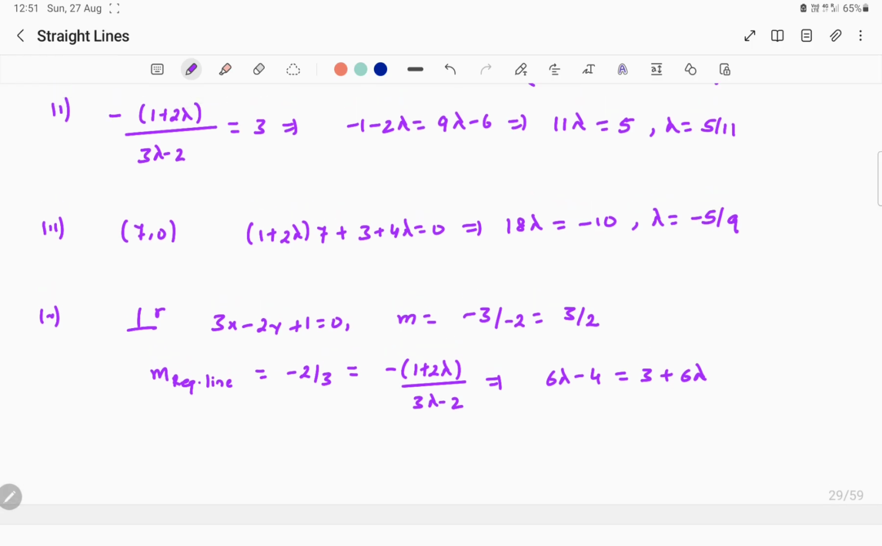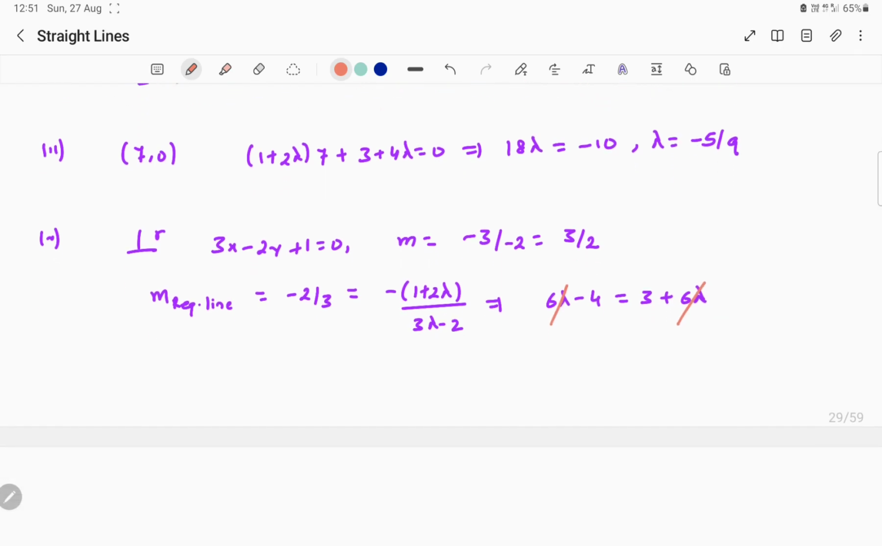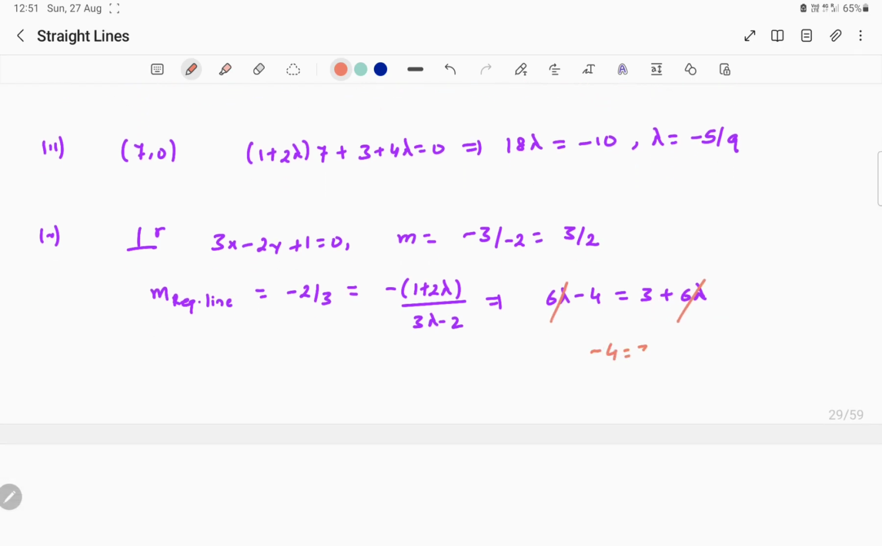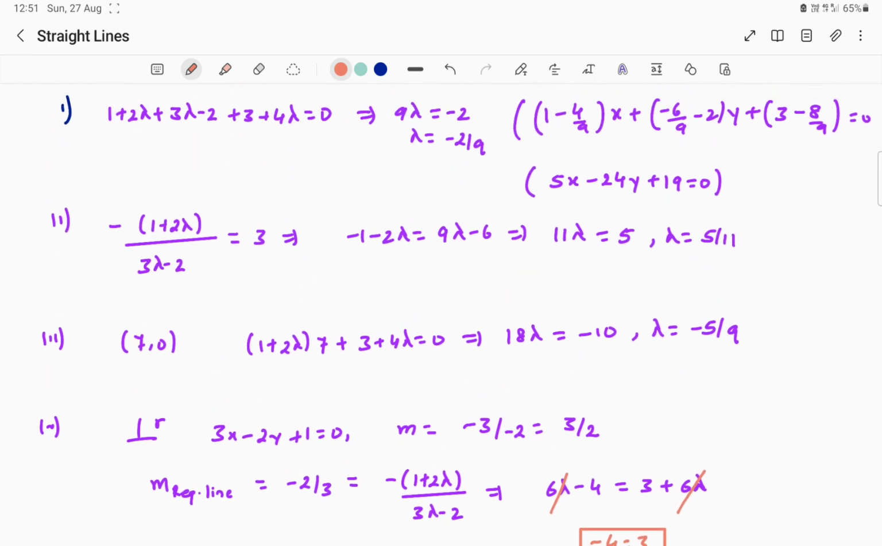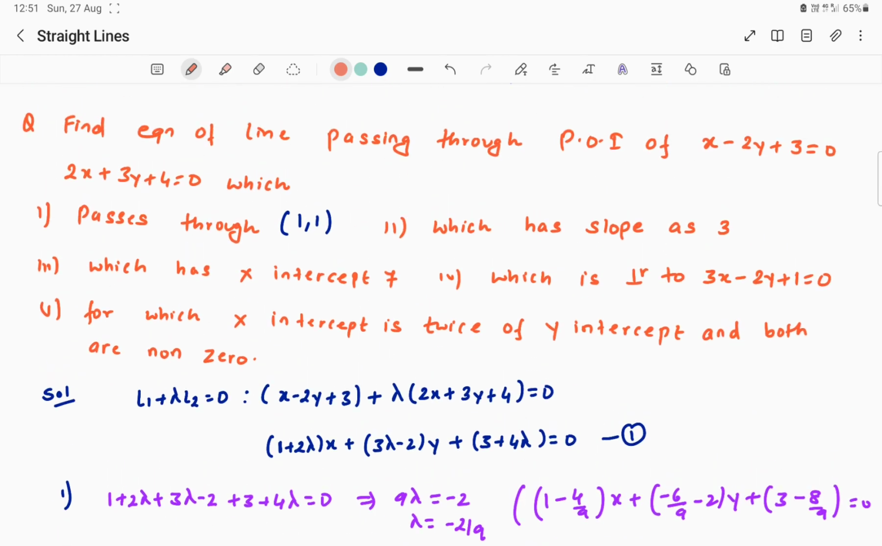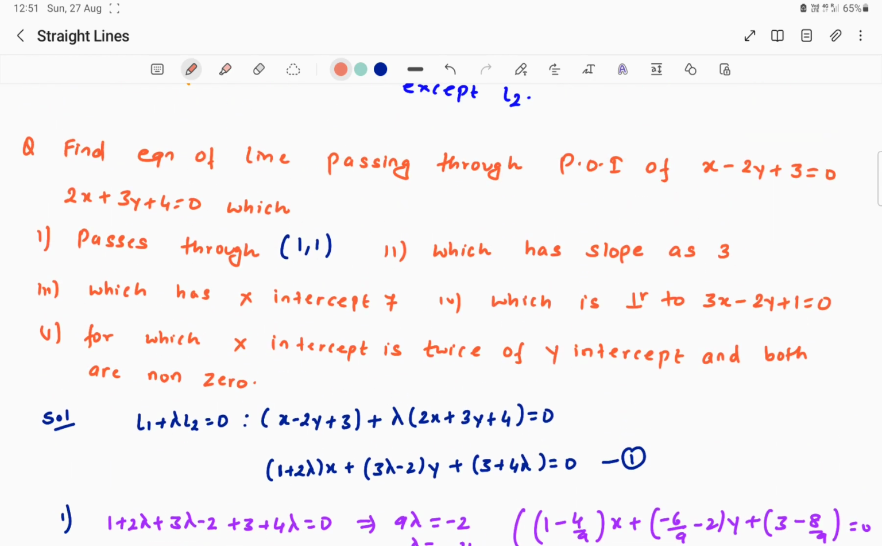Here you can see that a very interesting thing has happened. 6 lambda and 6 lambda got cancelled, isn't it? So what you got? You got minus 4 equal to 3. Oh my god, minus 4 is equal to 3. What does it mean? Whenever you get an absurd equation like this, you have to go back to the question again and look at the lines.